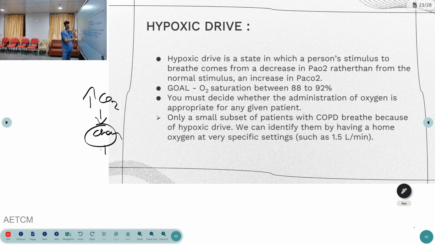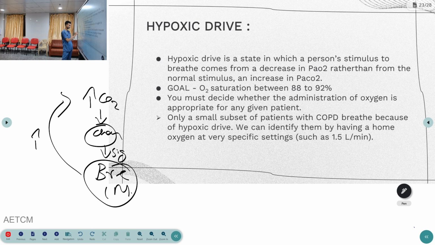These receptors send signals to your breathing center. Breathing center means your medulla oblongata and your pons. There it will send the signal to the breathing center. The breathing center will take action: they will increase the respiratory rate, or they will increase the respiratory depth. Thereby it will easily wash out the carbon dioxide. This is the normal physiology.